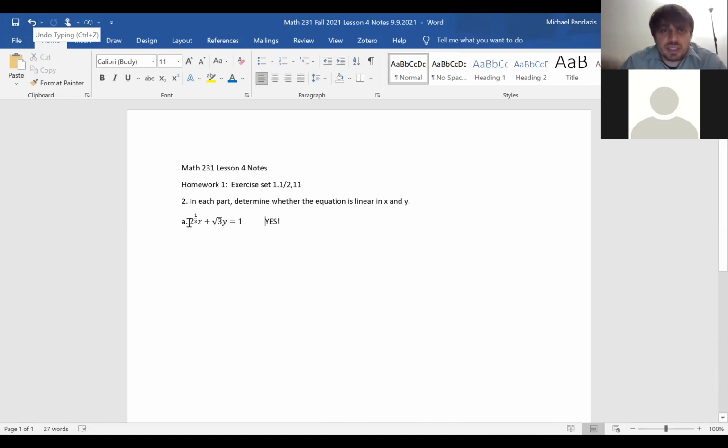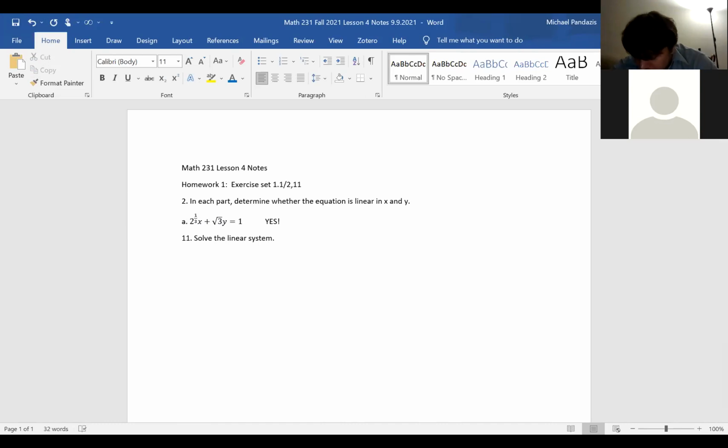Okay, and number 11. You have to solve the linear system. It says: solve the linear system if possible, and use the result to determine whether the lines represented by the equations in the system have 0, 1, or infinitely many points of intersection. If there's a single point of intersection, give its coordinates, and if there are infinitely many, find parametric equations for them. So let's just do part A.